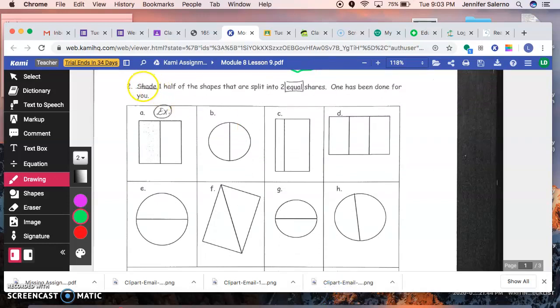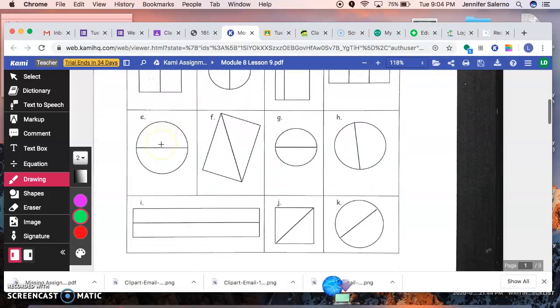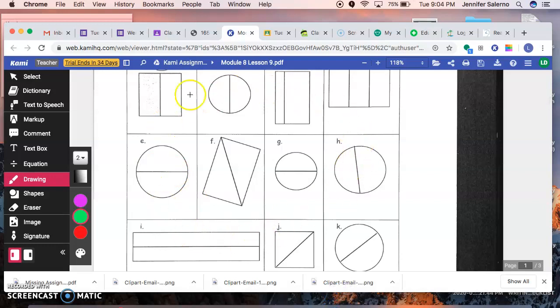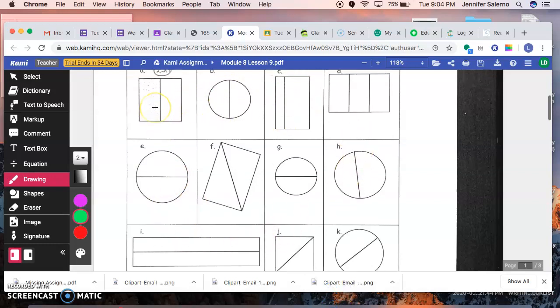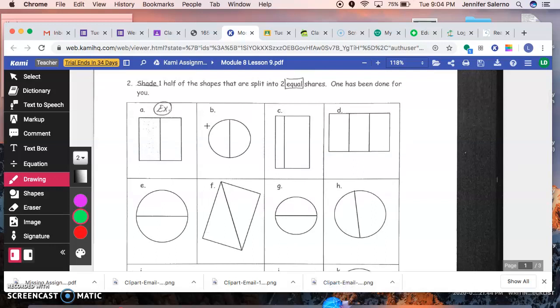Now it's telling us to shade 1/2 of the shapes that are split into 2 equal shares. Now, what that means is we're looking at all of the shapes here that they put here. We're going to look at one at a time. And whatever shapes are split into 2 equal parts, we need to color in 1/2 of it, 1 part. If it's split into 3 parts, we're not doing anything. If it's split into 4 parts, we're not doing anything. We are only touching it if it is split into 2 parts, and those 2 parts are equal, okay?